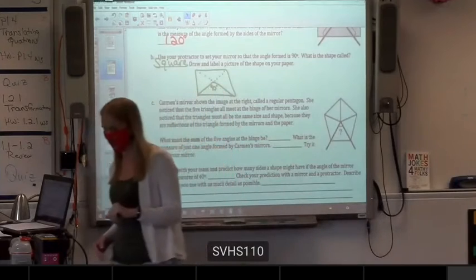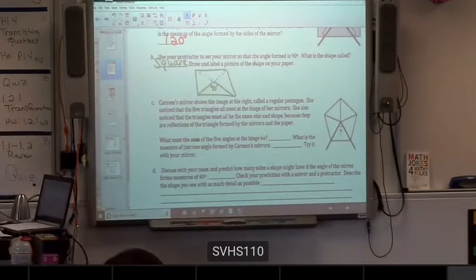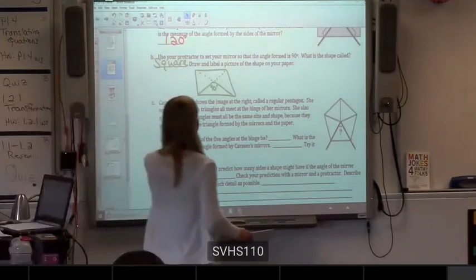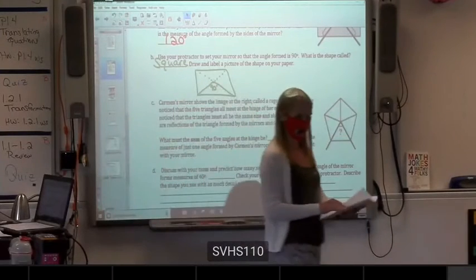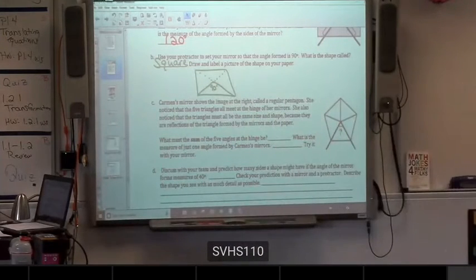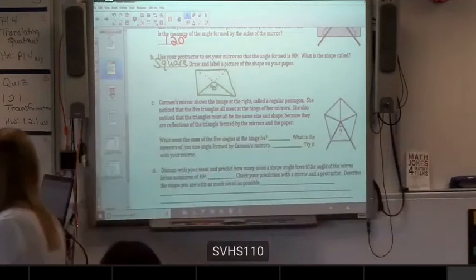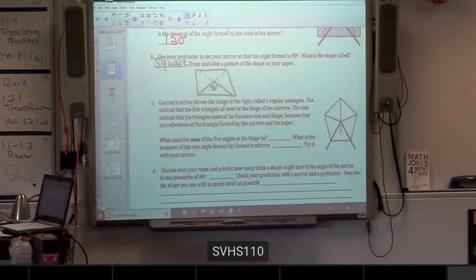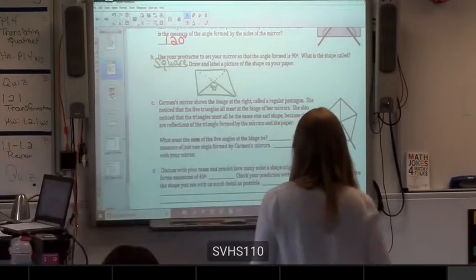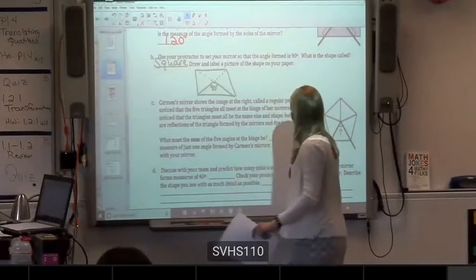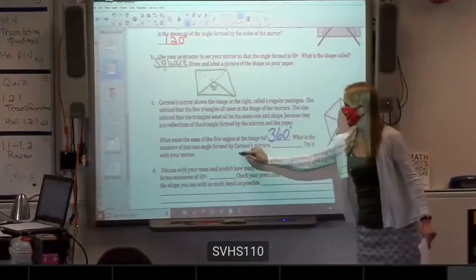Using that last little bit, what's that angle going to be? Actually, the first question, what's the sum of all 5 angles going to be? All the way around. 360. Good. So then, what would one angle have to be? 360 divided by 5. 72.